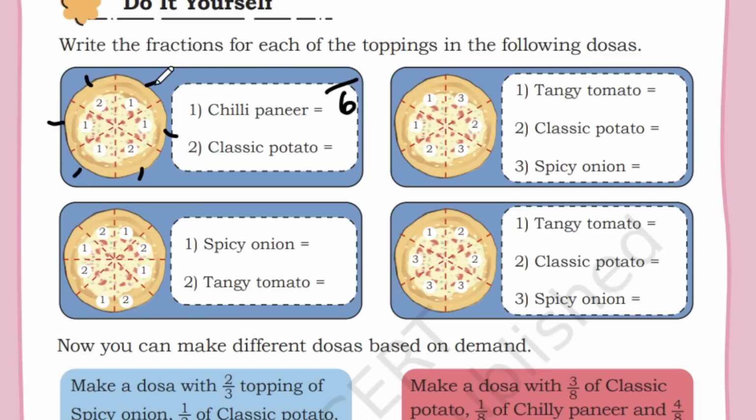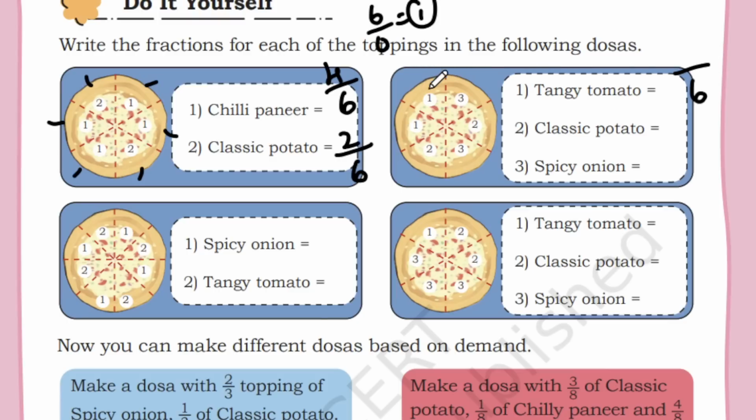So chili paneer, how many portions? 1, 2, 3, 4. 4 by 6. And classic potato, 6 parts. So how many? 2. 1, 2. Okay, if you add 4 by 6 and 2 by 6, you will get 6 by 6, which is the whole of this dosa. Okay, next we have tangy tomato.